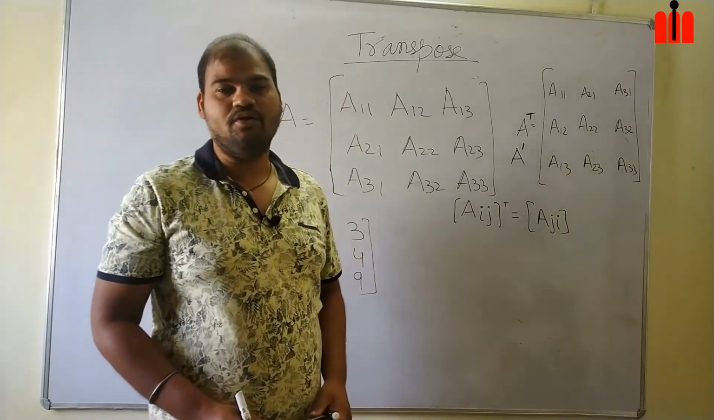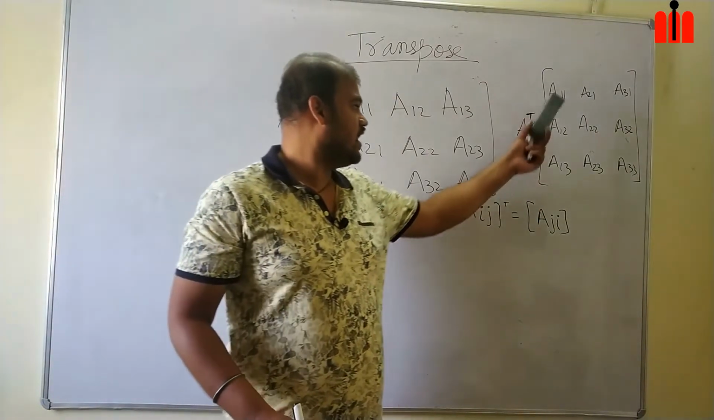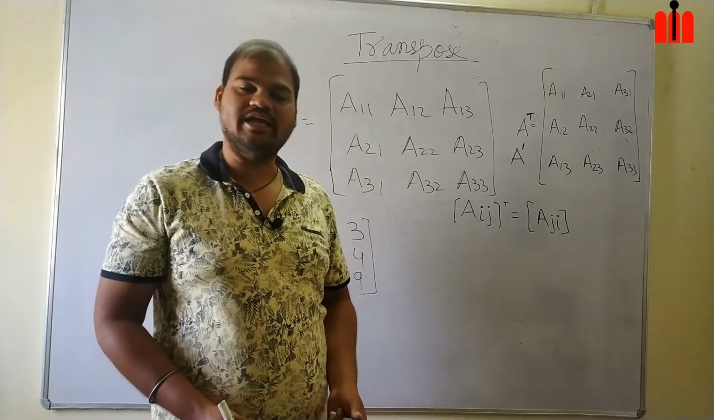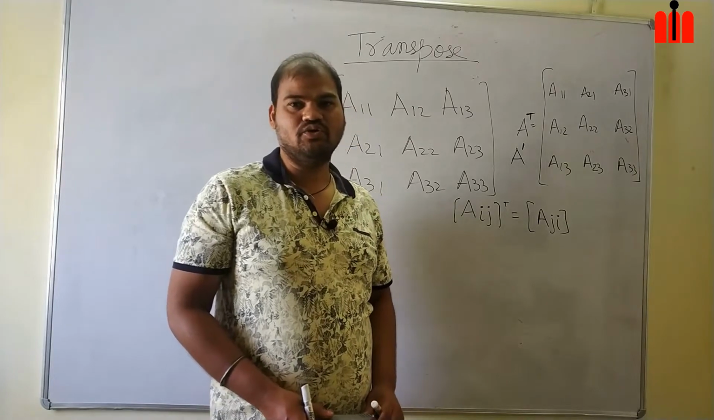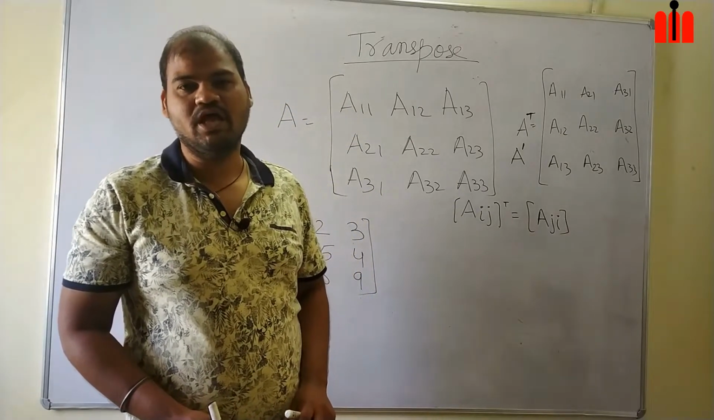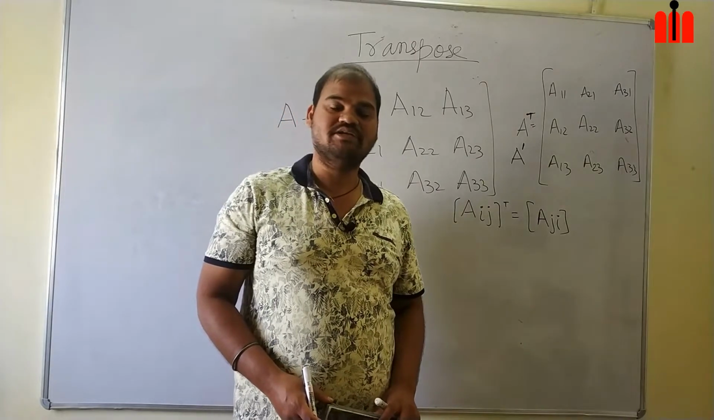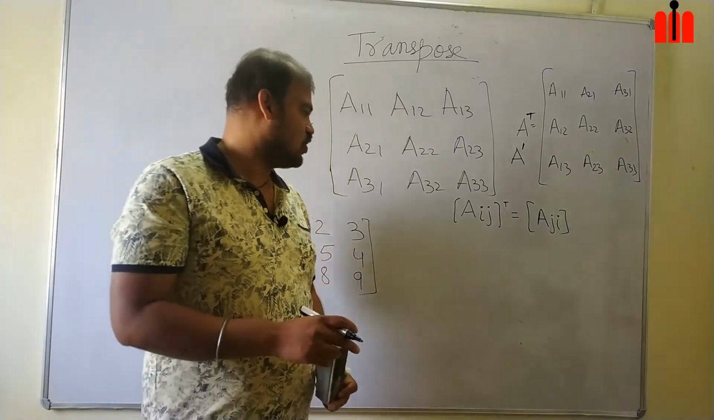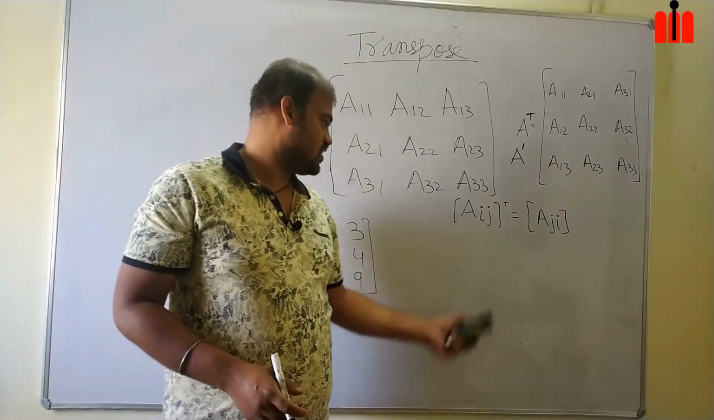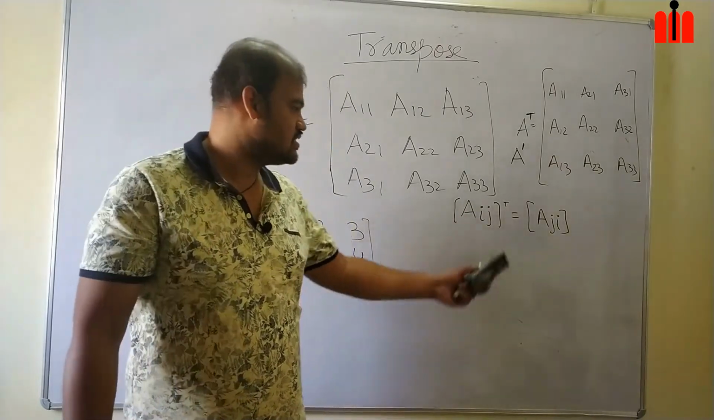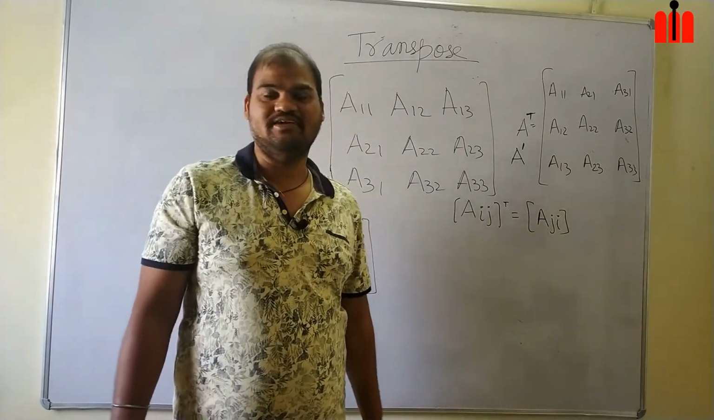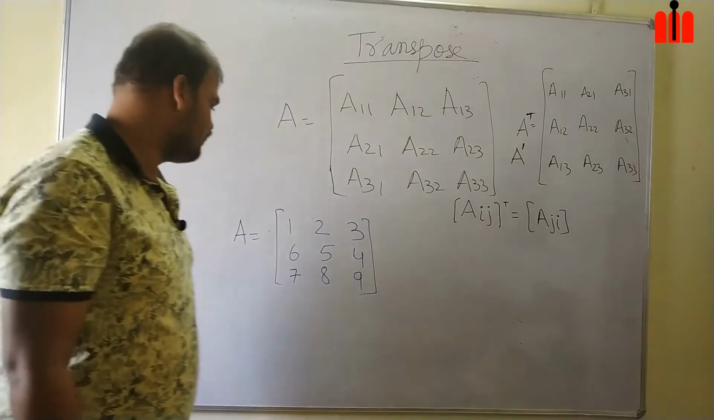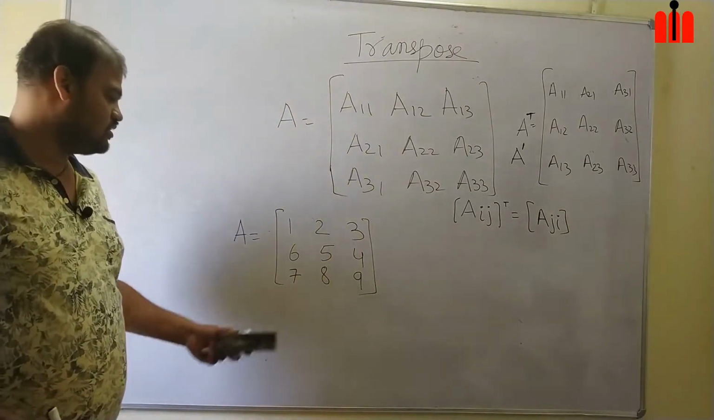Now, what about the diagonal elements? A11, A22, A33 will remain as is because here I equals J. So transpose will not affect the diagonal elements. So I will repeat: the transpose of a matrix element Aij is Aji. Now let's perform the transpose on this matrix.